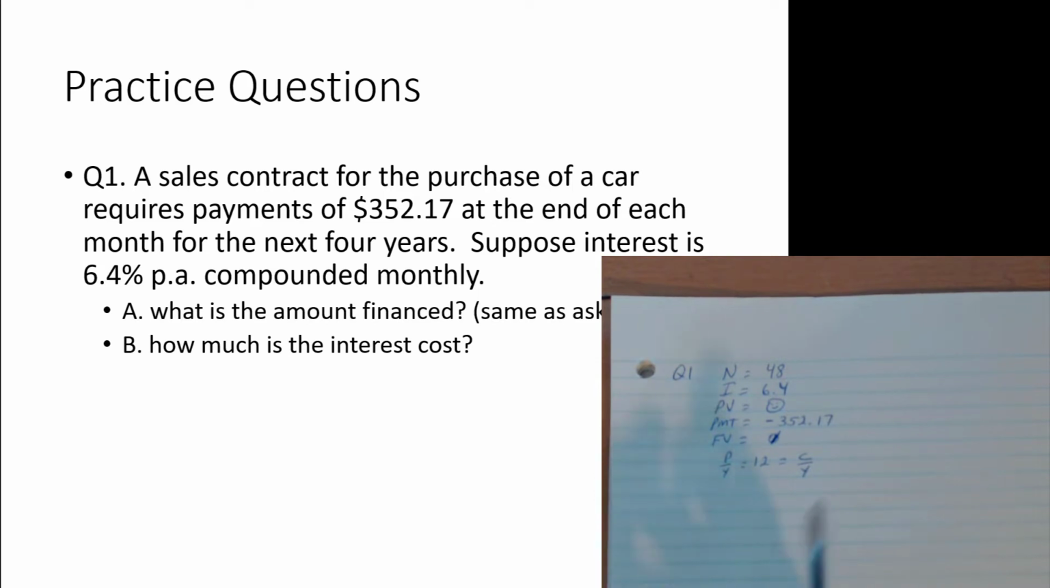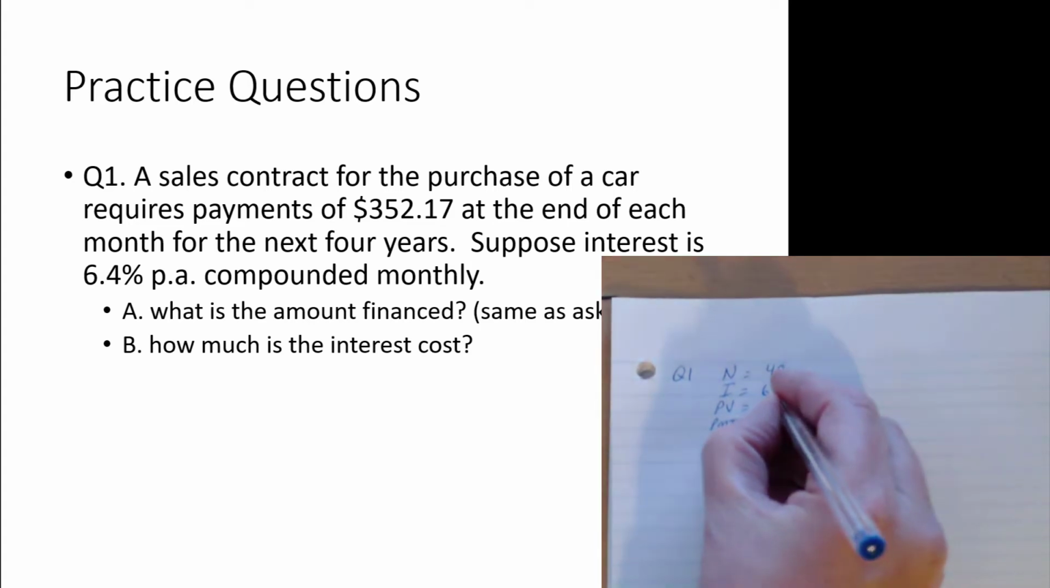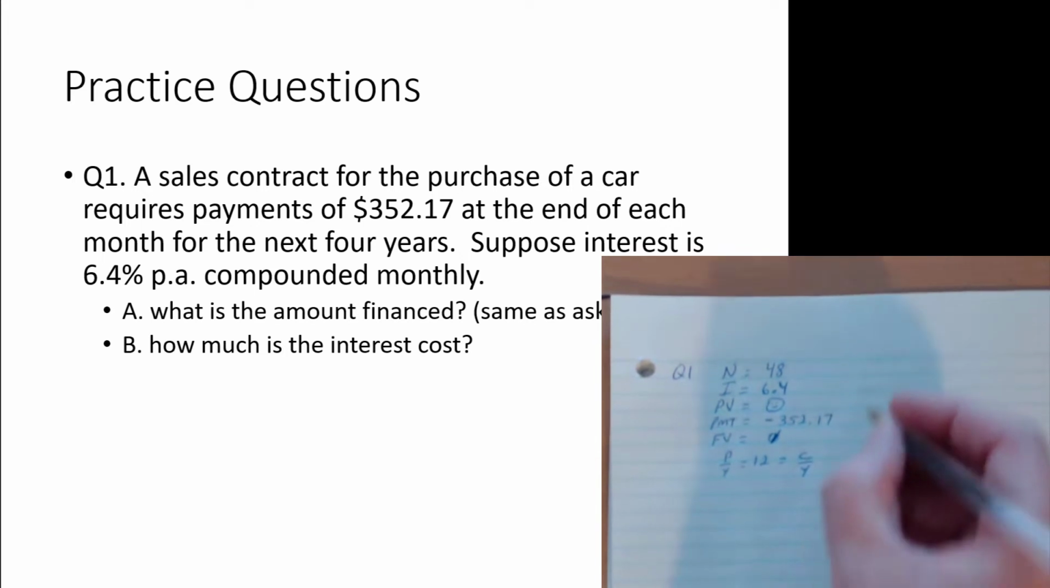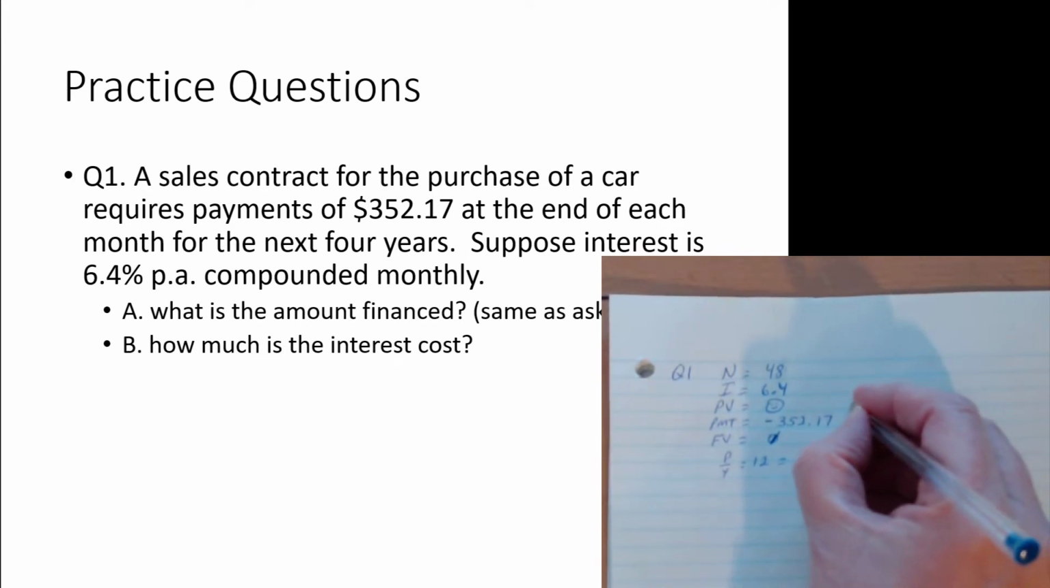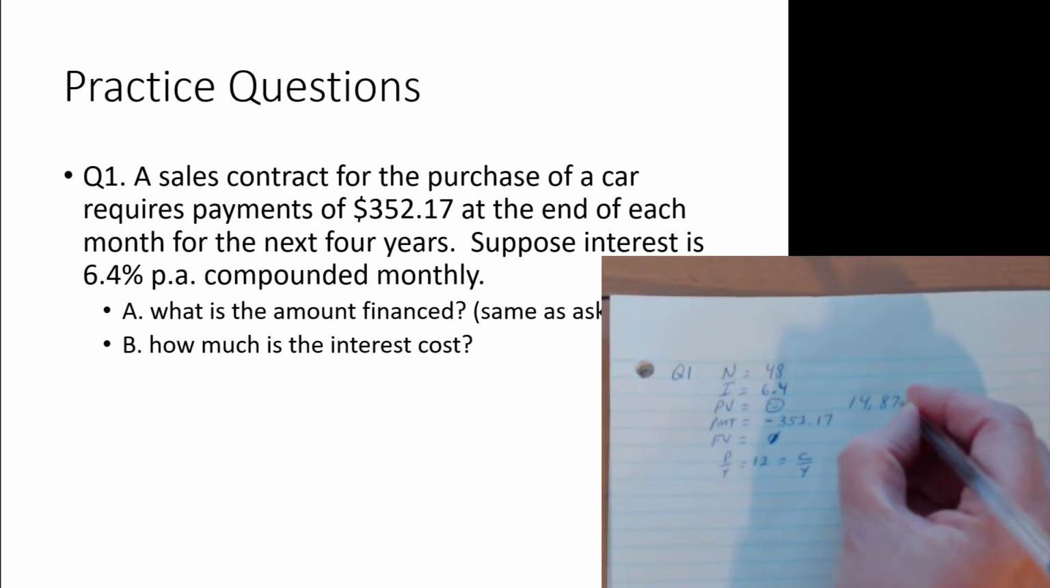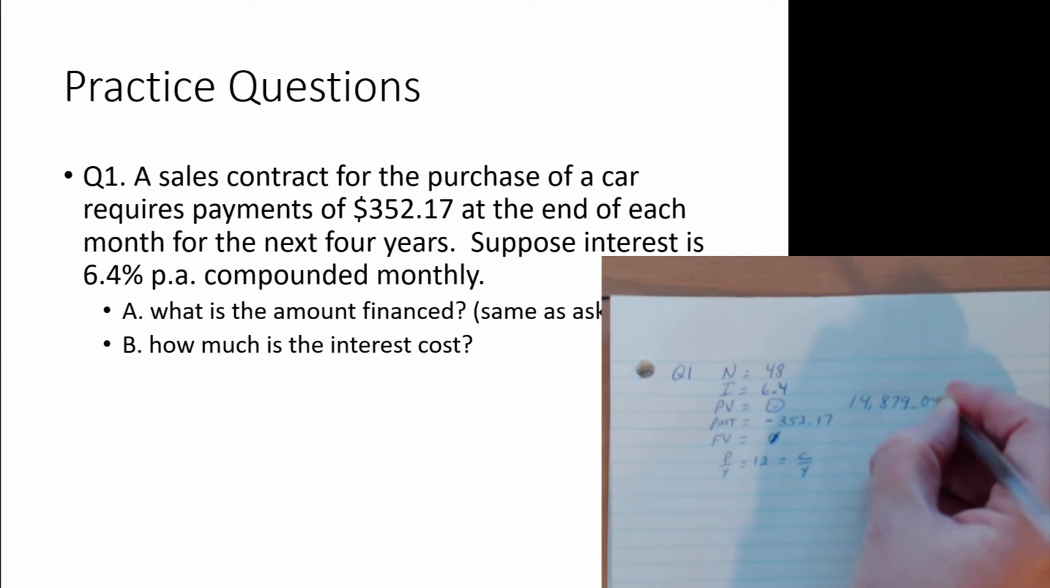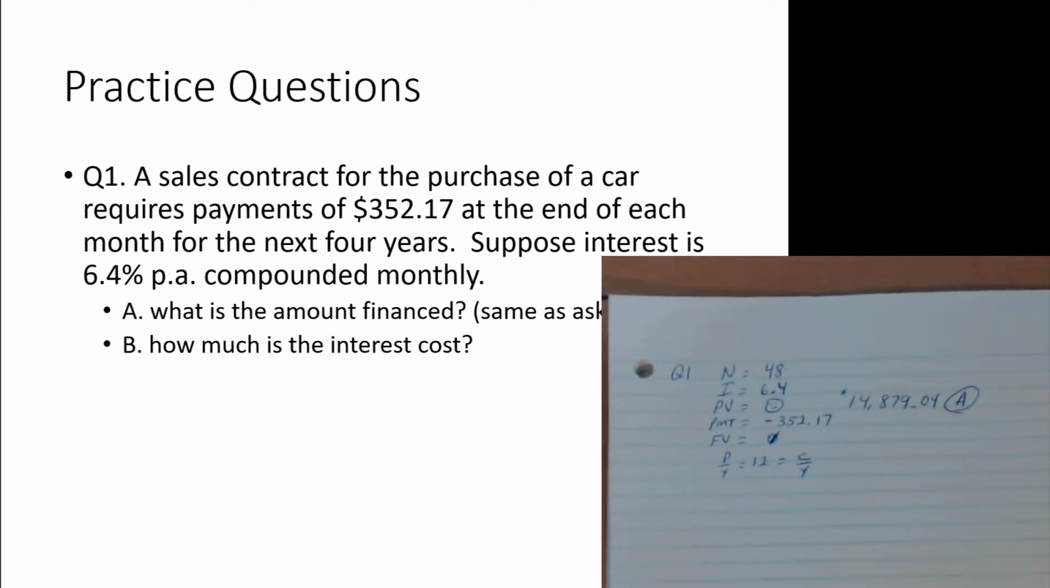Key things to remember: payment frequency. Don't forget the negative on the payment. 6.4. And you're solving for present value. All goes well, you should get $14,879.04. And that is essentially what's being asked for in Part A. That's how much we're financing. We got a loan for $14,879.04.